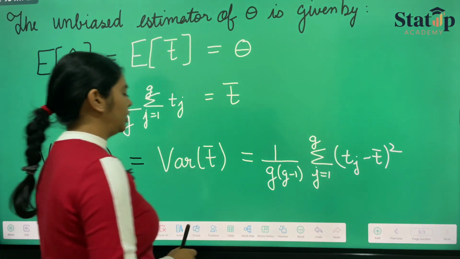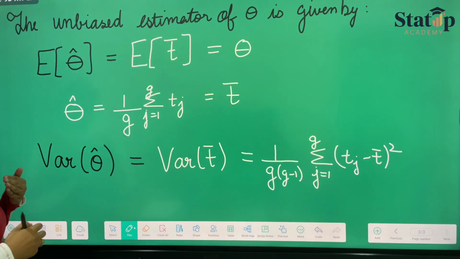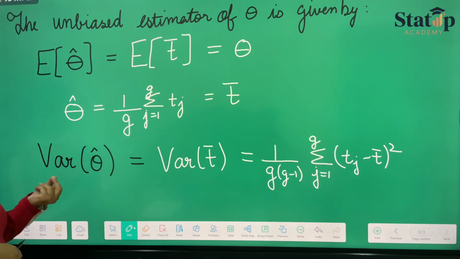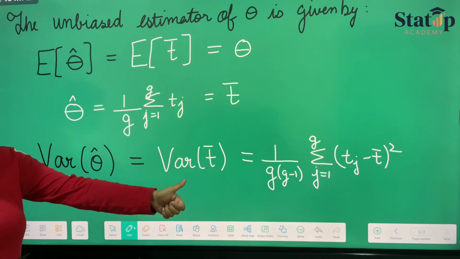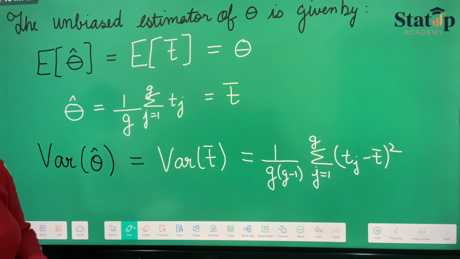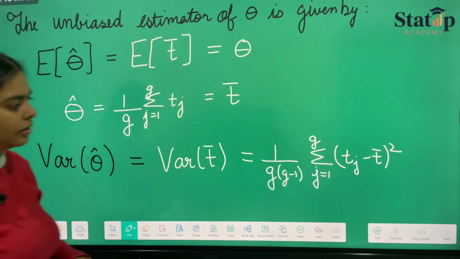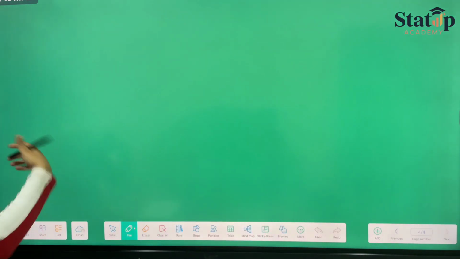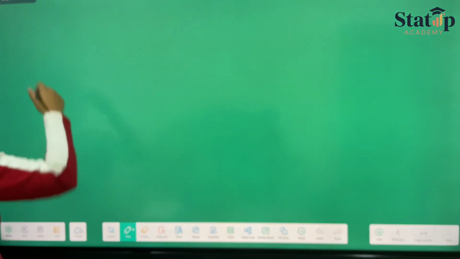So this is the formula of our variance. So we can say this is the unbiased estimator of the population parameter, indirectly the sampling parameter theta, and variance of theta cap is nothing but this only. Now we have to prove that the estimation of variance is an unbiased estimator of the variance.